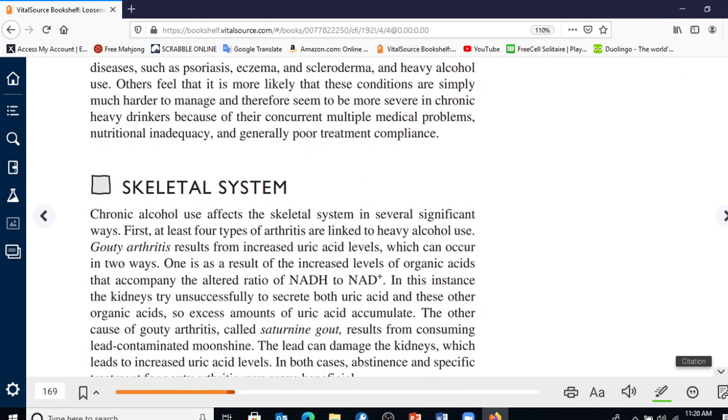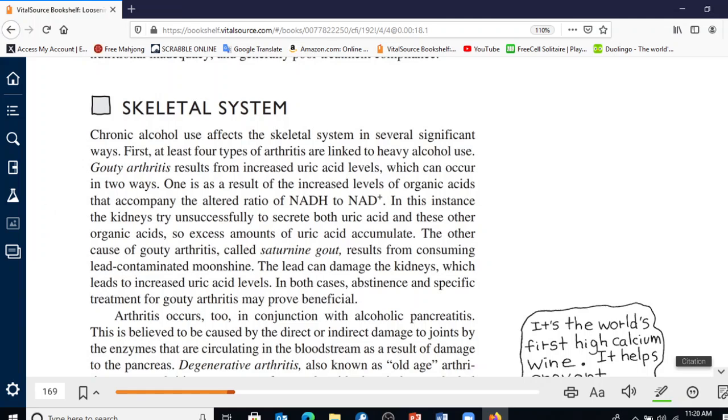Skeletal system is affected too, and this has to do with increased levels of organic acids that fluctuate with heavy drinkers. As we get older, we lose bone density anyway, bone strength, and so old people particularly tend to have skeletal issues, have bone issues.